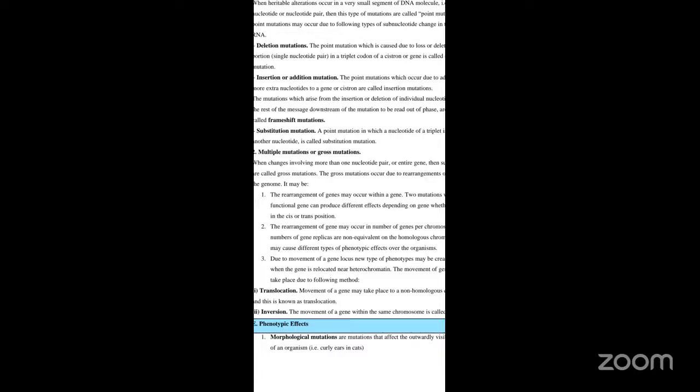So the rearrangement of genes may occur within a gene. Two mutations within the same functional gene can produce different effects depending on whether they occur in the cis or trans position. Then the rearrangement of genes may occur in a number of genes per chromosome, and due to the movement of a gene locus, a new type of phenotype also may be created. In that way, these multiple mutations or gross mutations are created.